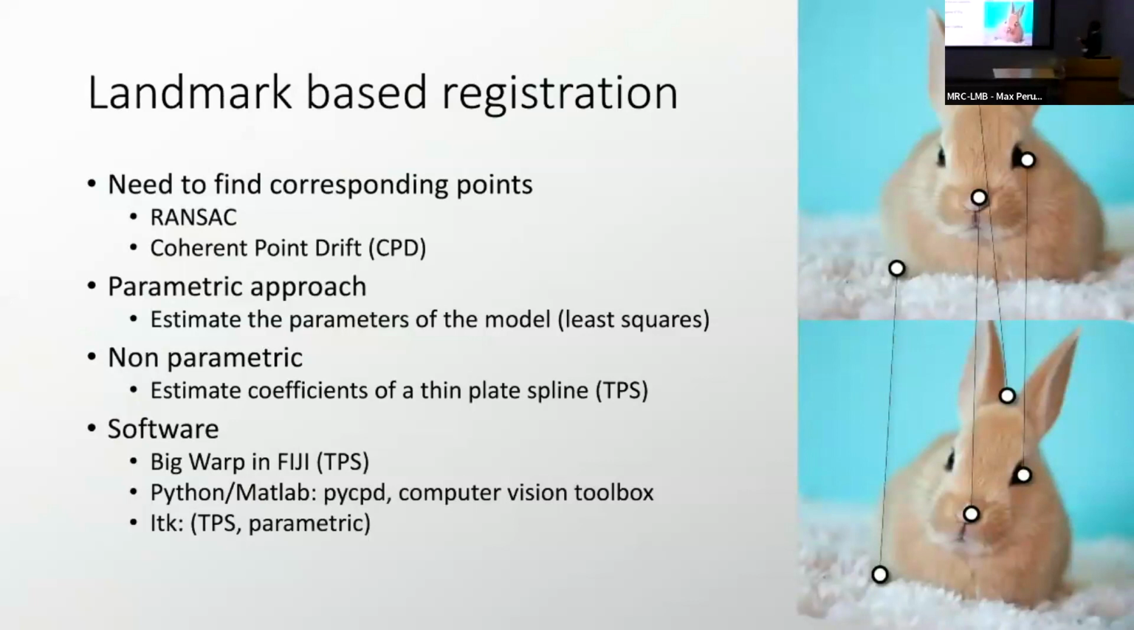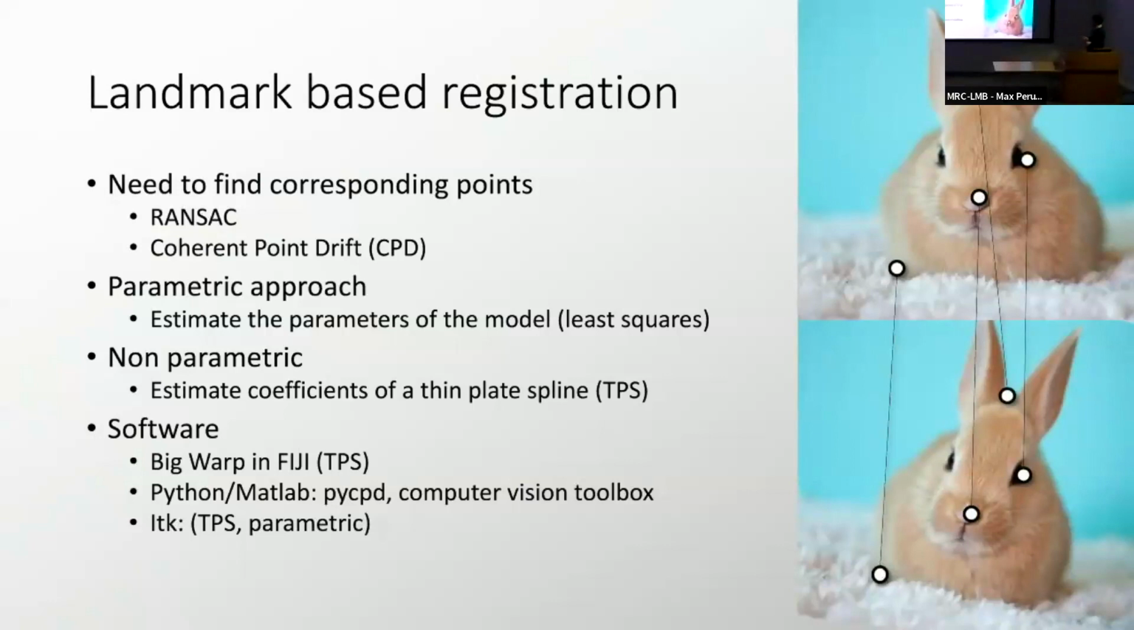We have a method called coherent point drift, which allows us to do this. Then we estimate the parameters of the model using least squares. You can also have a non-parametric approach where you estimate the coefficients of a simplex spline. So we will not assume a rotation or a parametric motion, but a more complicated deformation, which is parameterized with terms.